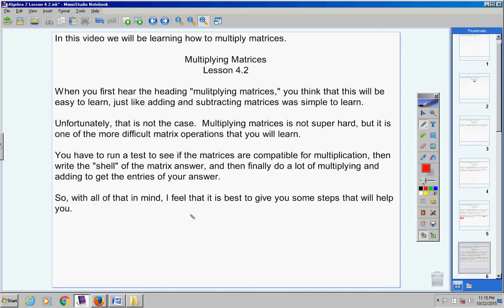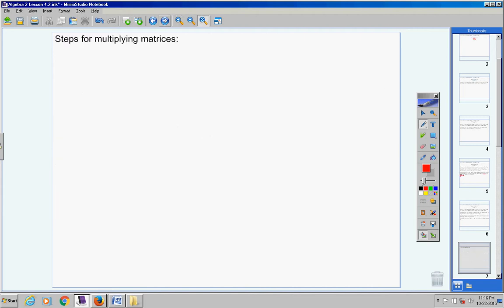So with that in mind, I felt that it is best today to give you some steps that will help you. Alright? Now, when I give you these 3 steps, they're not going to make a lot of sense. There's no way I can put into words every little thing you're supposed to do. But these 3 steps should jog your memory in such a way that you understand what to do when you're working a problem out. So these steps will not make sense at first, but the more you use them, the more they will. Steps for multiplying matrices.